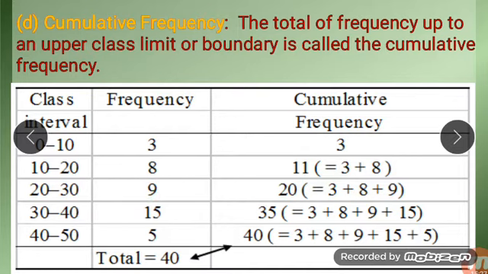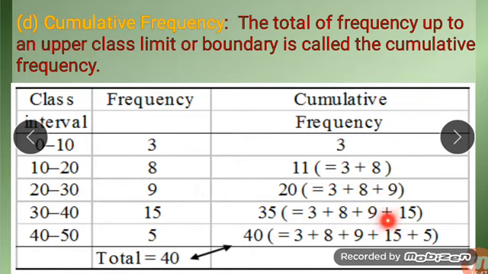So here we can see that frequencies are given, and if we are interested in finding the cumulative frequency, we are going to add the frequencies in each successive class. So here the frequency will be 3. In the next class, 3 plus 8 will be 11. In the next class, 3 plus 8 plus 9 will be 20.